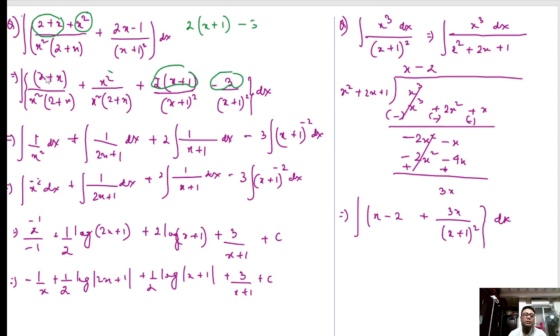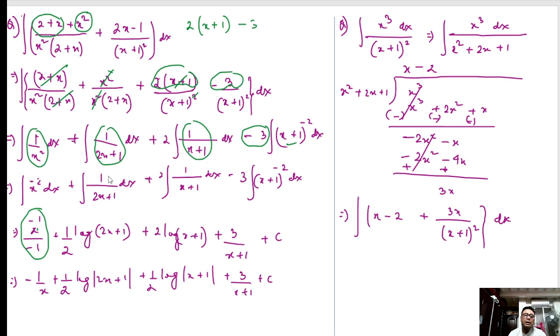Okay, so now this part will cut. Okay, this part will cut, one part will cut, so it becomes this, and this becomes this. It becomes 2 by x plus 1, and this becomes minus 3 goes out, x plus 1 to the power minus 2. Okay, so this is x to the power minus 2. Now, so this becomes minus x to the power minus 1 by minus 1.